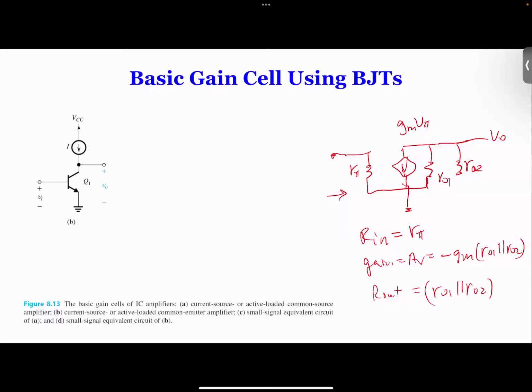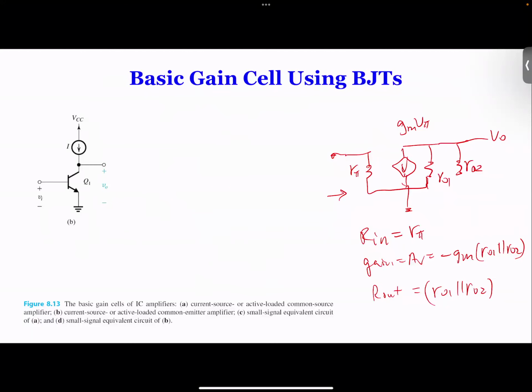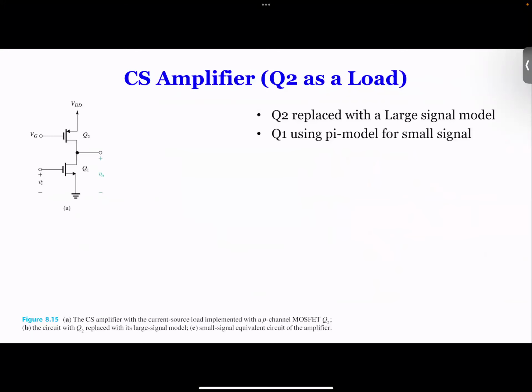Now I forgot to do the other one. So this one, same thing. So you can look at R. In this case, what is your input resistance? Infinity, right? And what is your output resistance? It's going to be ro1 in parallel with ro2. Now in this case, the actual circuit didn't have ro2, but we can always add it.